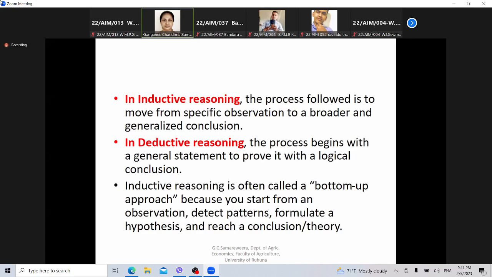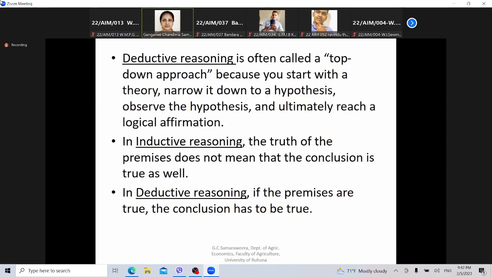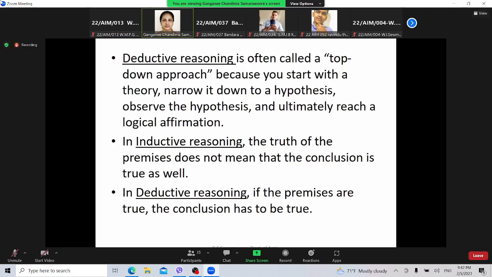Or in other words, we can say inductive reasoning is a bottom-up approach. Bottom-up. From the bottom, it moves up. Because there's already a developed theory. You can detect patterns, formulate hypotheses, reach a conclusion in inductive. But in deductive, it's a top-down approach. From the top, you go down and develop a theory.